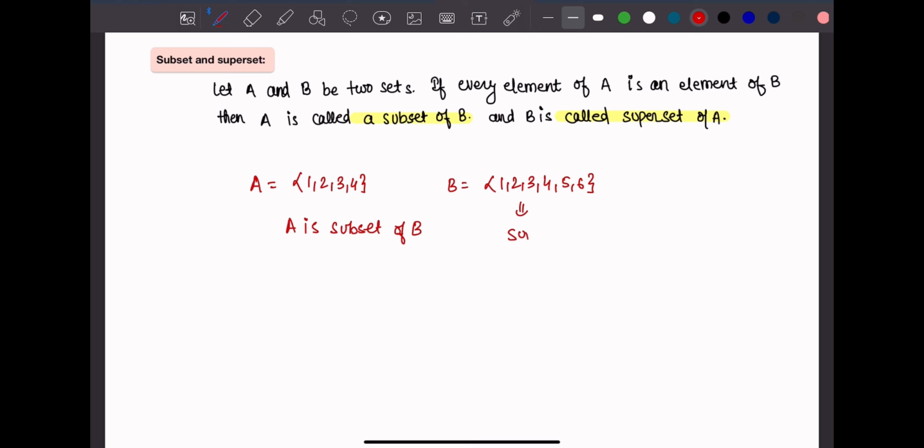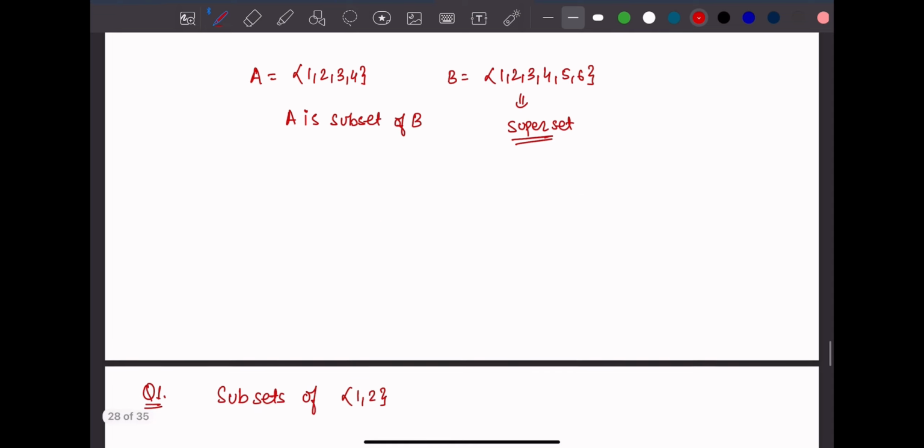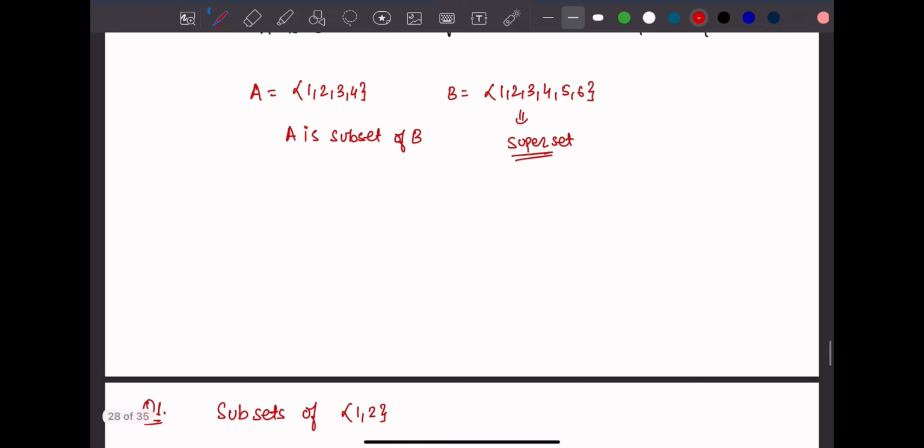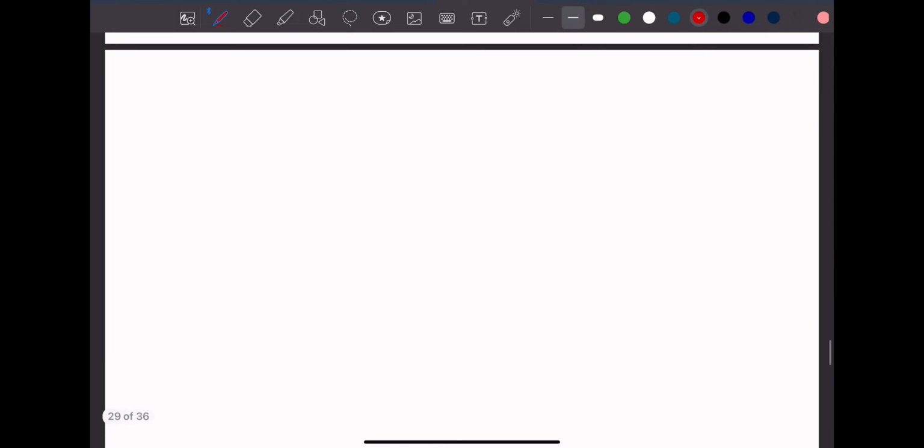And B is called the superset. The basic meaning is that we have to choose elements from set B. If we choose elements from set B, we will get subsets. How can we choose these elements? Let me take one example on this.